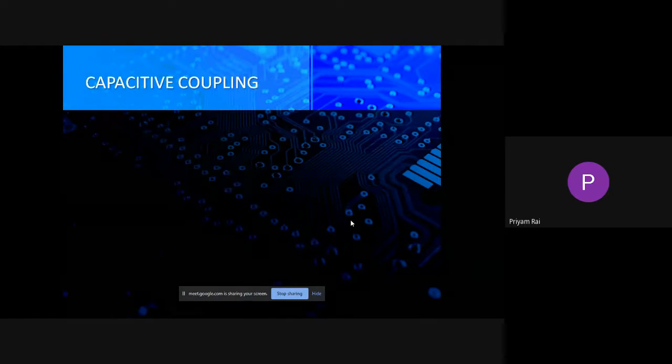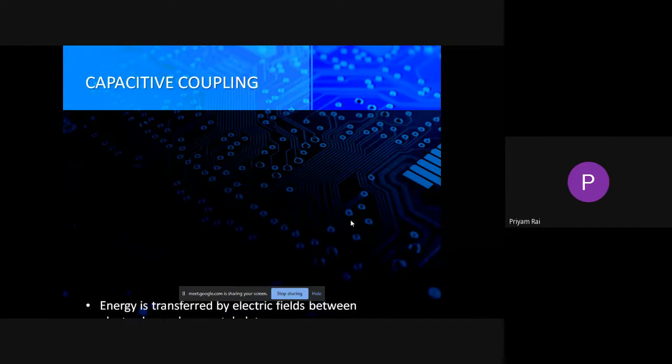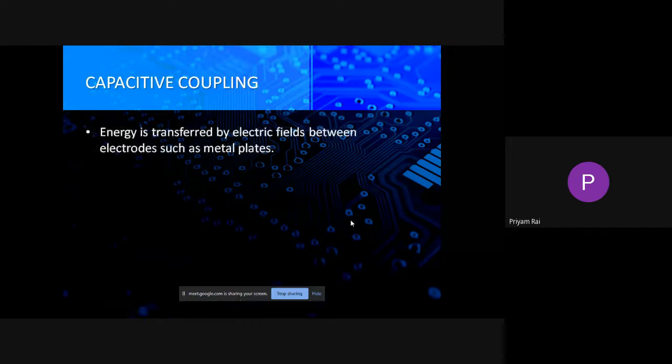Then capacitive coupling, which is the second type of near field technique. In capacitive coupling, which is referred to as electric coupling or the conjugate of inductive coupling, energy is transferred by electric fields between electrodes such as metal plates.